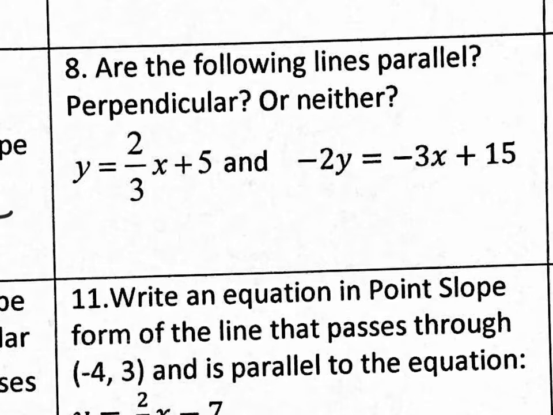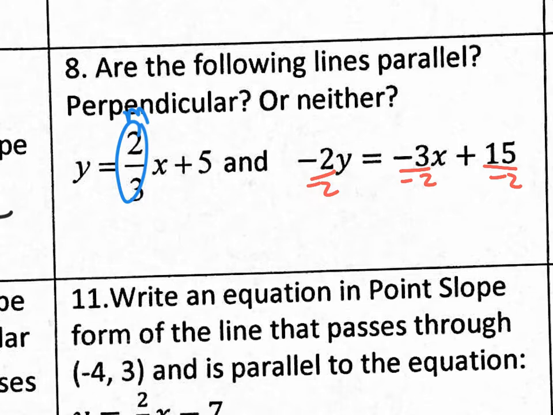Talk to a partner. The key to determining whether they're parallel, perpendicular, or neither is knowing that both of your equations are in one of the forms that we've learned already. It has to be in slope-intercept form to see the slope, or point slope form. So this one is already ready. It's in slope-intercept form. We can clearly see that the slope is 2/3. Now this one over here is not in slope-intercept form. y is not by itself, so you have to actually divide by -2, divide by -2, divide by -2.